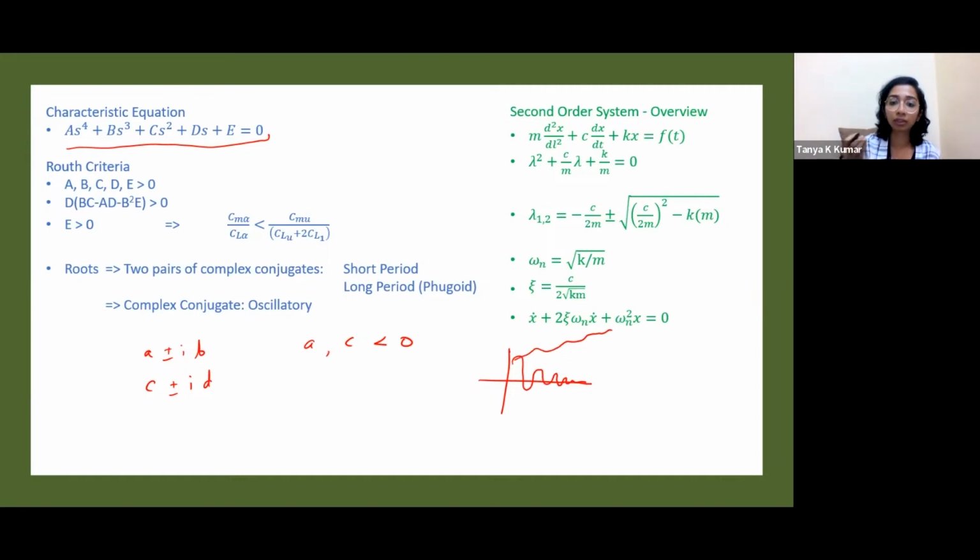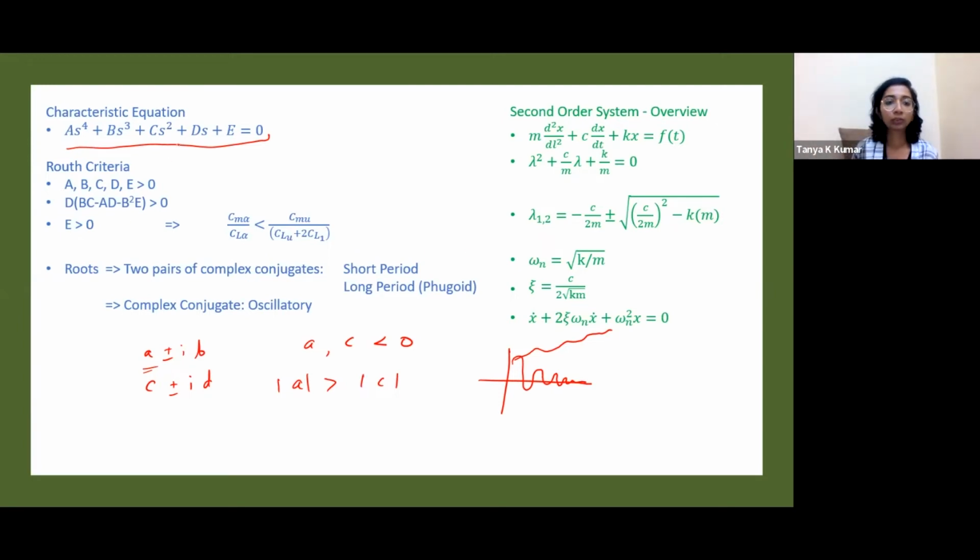So the real part of the root should be negative. A negative real part indicates stability. Okay. Two pairs of complex conjugates I had mentioned, A plus iB, C plus iD. Now, if the magnitude of A is greater than the magnitude of C, then that is the short period mode. So it goes fast to equilibrium. It will oscillate fast and come to equilibrium. The long period mode takes a longer time to come back to equilibrium. It will come to equilibrium, but it takes a longer time. So that's the difference between the two cases.